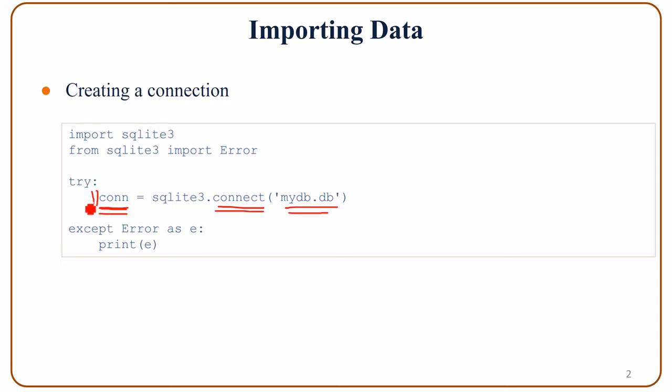This is usually put in a try except structure. If there is something wrong with the connection, the error can be printed out.